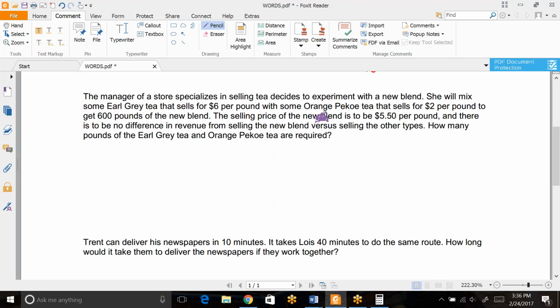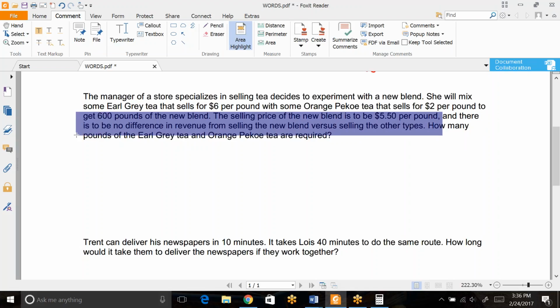She's going to sell the new blend for $5.50 per pound. And she wants there to be no difference in revenue from selling the new blend versus selling the other types. Now that's actually an important sentence that's going to help us set up our equation.